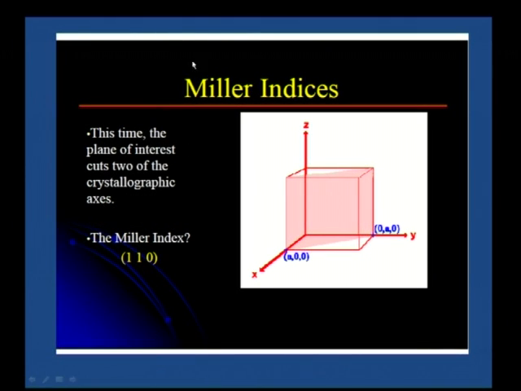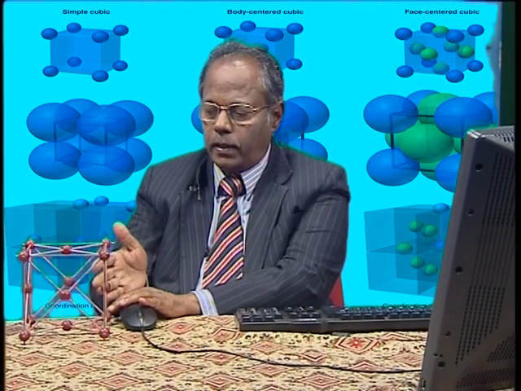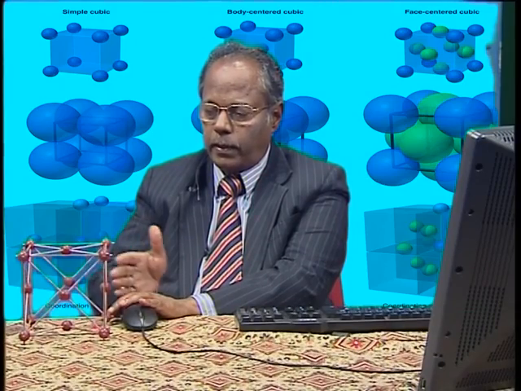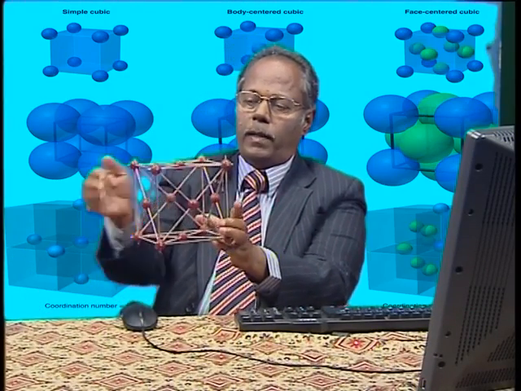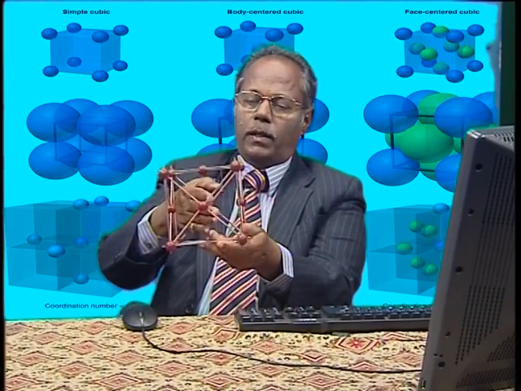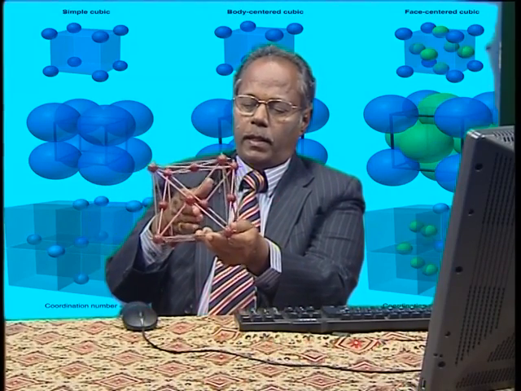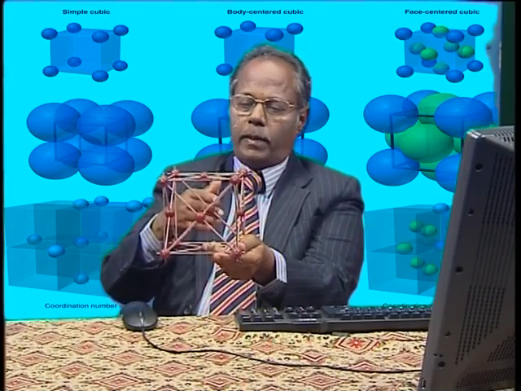This again is another example. This time the plane of intersection cuts 2 of the axes, not all 3. It is cutting along the x direction 1 times a, then the y direction 1 times a, but it does not cut the z direction. So you have got a plane cutting along x and y, right, a plane that goes like this. I am talking about a plane here, and it cuts at the x direction, y direction, but not the z direction.